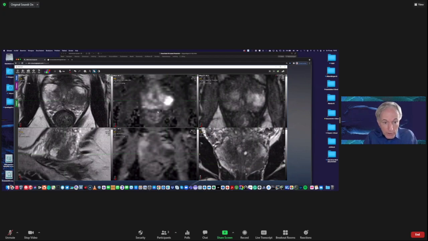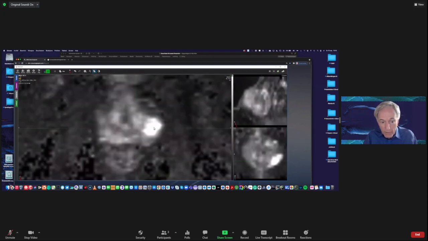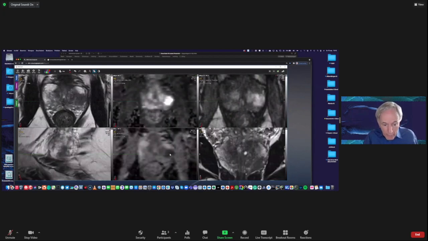I look at the images and I see a white area here. This white area corresponds with a very low ADC, 613. You can read the ADC value by clicking on the area. It's even lower, it's 520. So this is an area. Where is it located? That's the first question. Well, it is the peripheral zone over here.